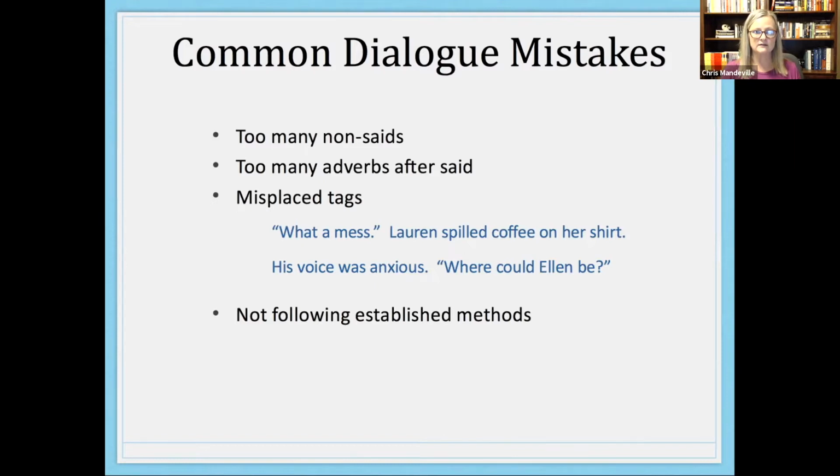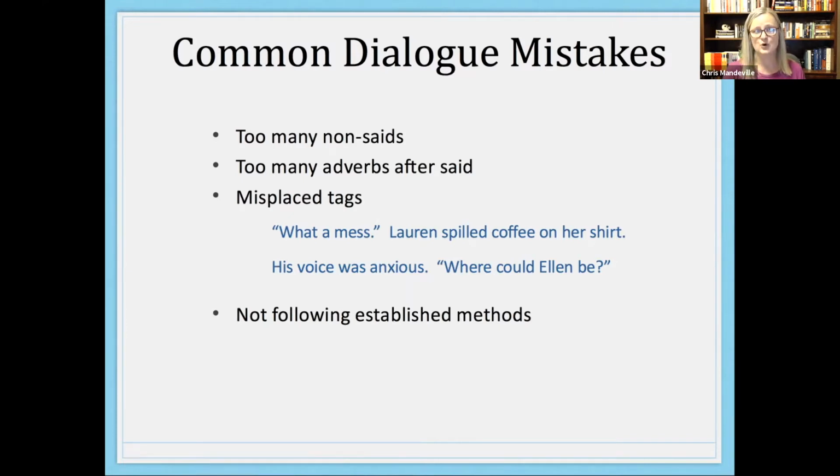Where could Ellen be? What's wrong with these is they're in the wrong order. They're misplaced. If Lauren is talking about the coffee on her shirt being a mess, she has to spill it before she says, what a mess. If we wanted to know that the man's voice was anxious when he said, where could Ellen be? He has to say it first and then have the attribution, his voice was anxious. So pay attention to placement of attribution.